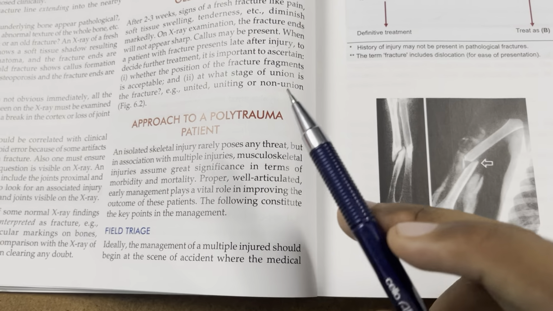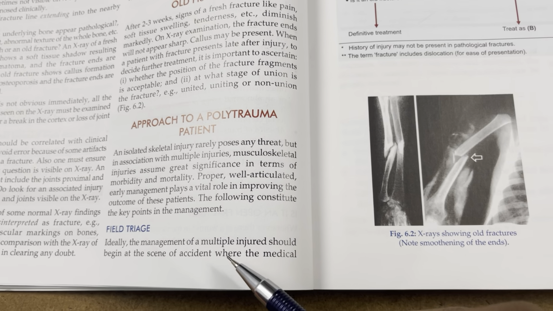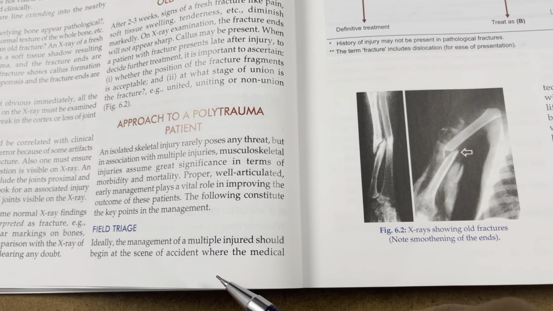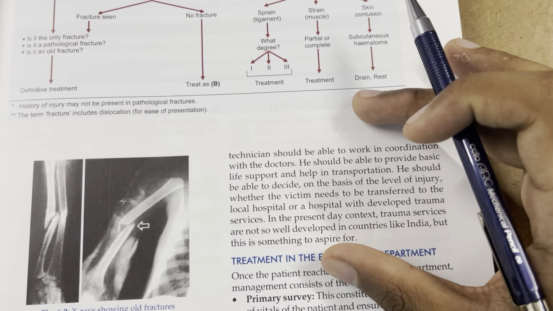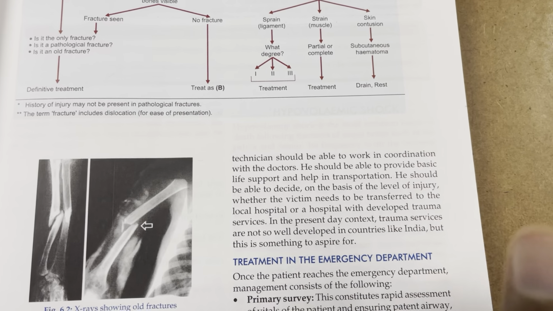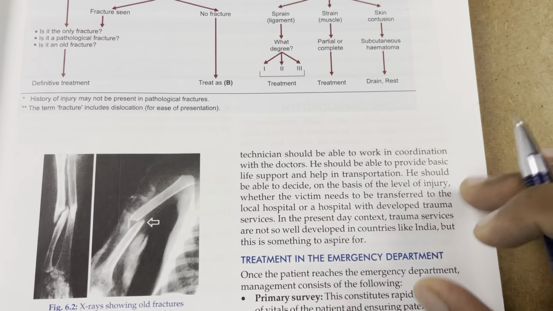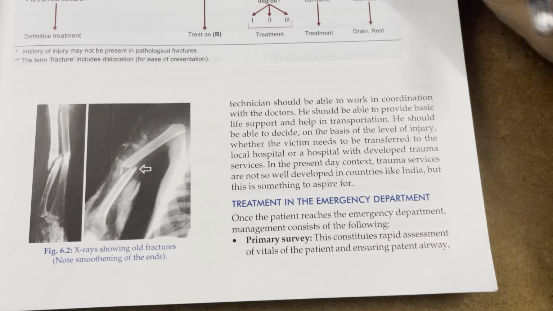Okay, one thing you need in a polytrauma approach is field triage. So ideally the management of multiple injured should begin at the scene of the accident. Okay, so he should be able to provide basic life support, and the person should also be able to help in transportation, and he should be able to ascertain which injury is serious, who needs to be transported immediately to the hospital, etc. So that is the primary survey.